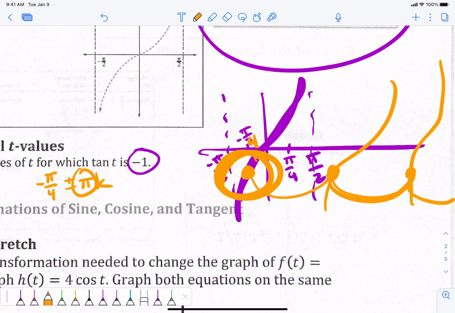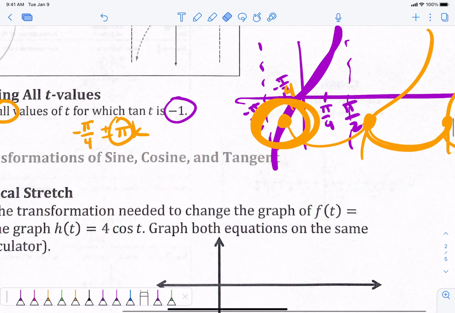So if I want to know where it's touching -1, it's going to touch -1 a bunch of times, once for each cycle. Every pi, it's going to touch -1, because that's how far apart they are. Tangent's period is pi. Does this make sense, kind of?